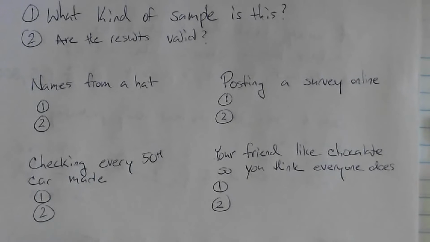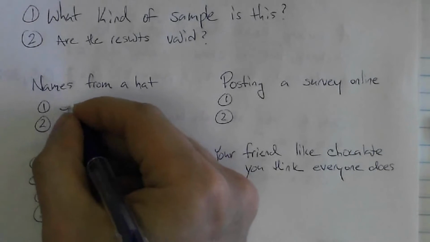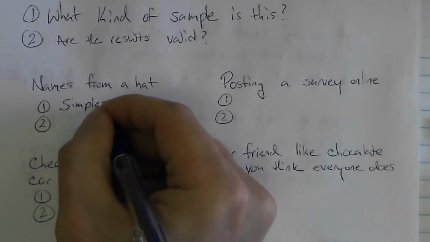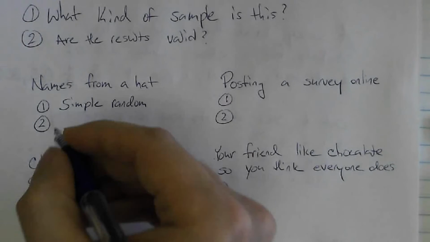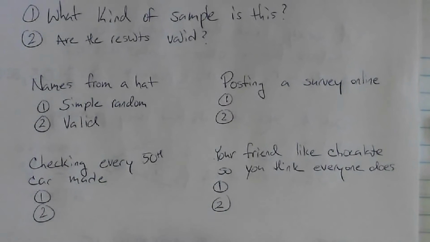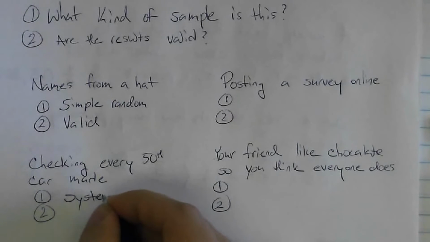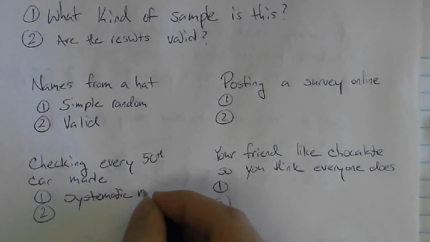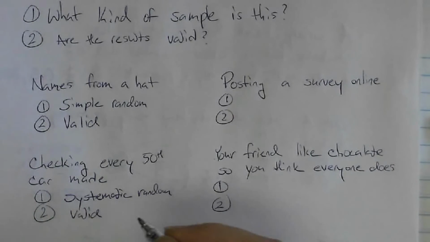Okay, when you pull names from a hat, this is going to be simple random. And yes, this is valid. If you check every 50th car made, this is going to be systematic random. And yes, it is valid.